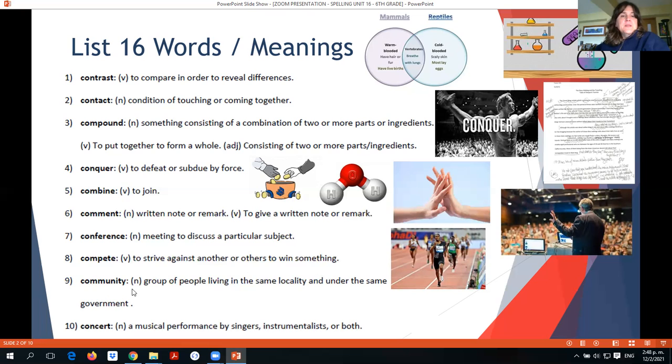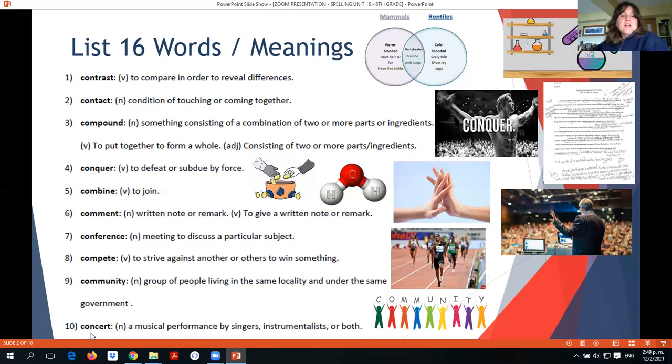Number nine, community, prefix com. It's a group of people living in the same locality or under the same government, okay? So we all have a community where we live, for example, because we all live in the same place. And also we are under the same government, in this case, the municipality, okay?